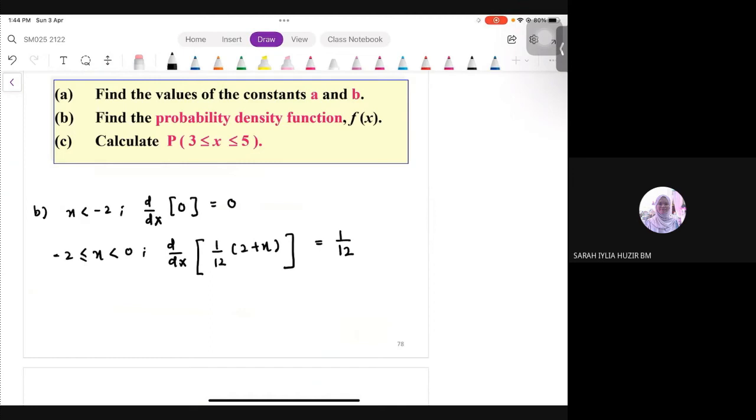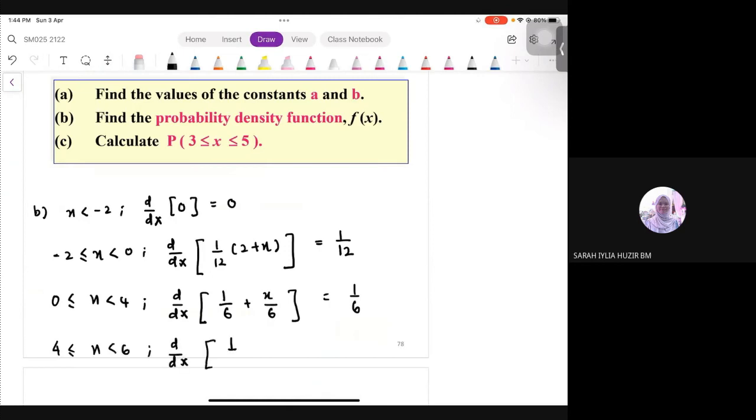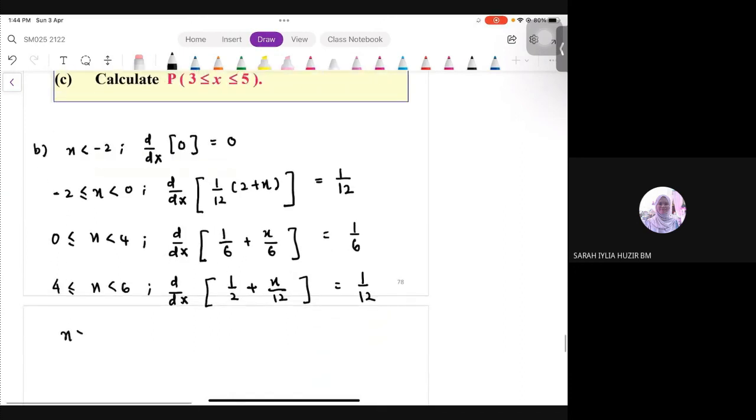Settle. Next one, third function is from 0 up till 4. Here we have to differentiate function dia A tadi. So, A is 1/6 plus x/6. So, we get 1/6. Next one, from 0 up till 6. We have to differentiate B. So, B is half plus with x/12. So, we get 1/12 here. And then last one, when it's at least 6, we have to differentiate 1. And this is 0. Settle with the calculation part.